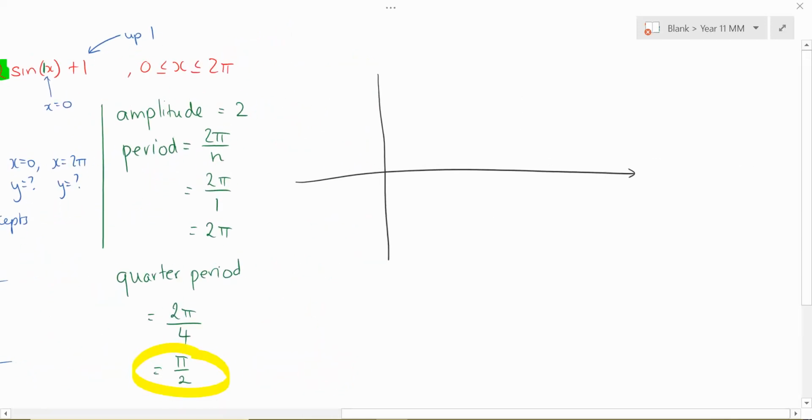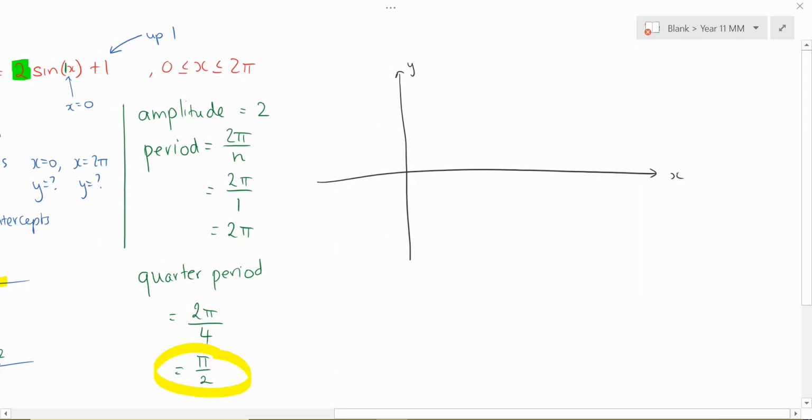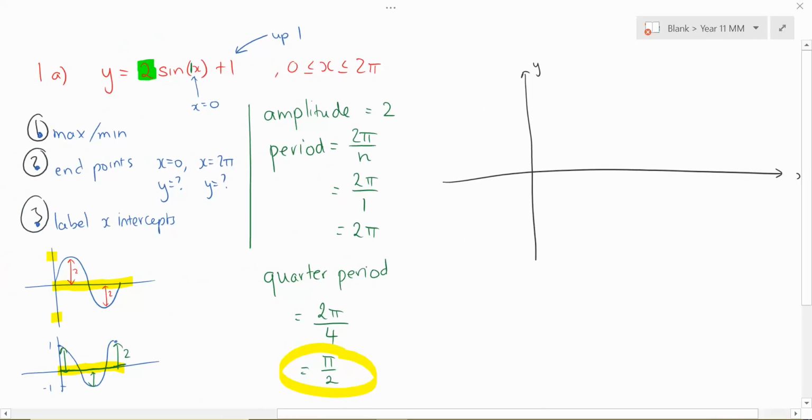So here we go. What we need is to know where the center is. The center, usually for a sine graph, would have started at 0, true, but I've shifted the graph up by 1. Remember, it was up 1. So I want to move the center up 1 now. So this is where the center is.